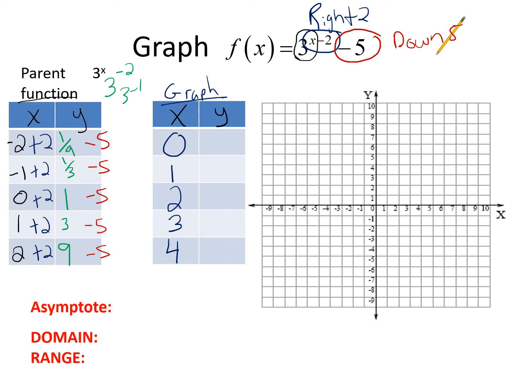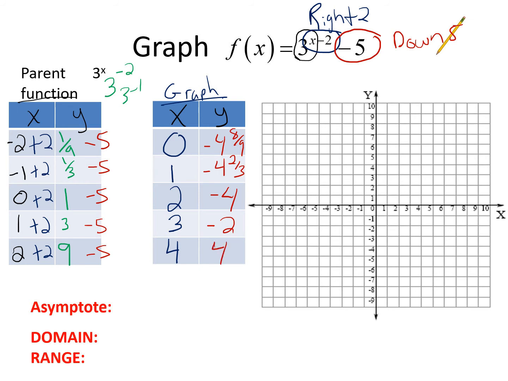So 1/9 minus 5 is negative 4 and 8/9. 1/3 minus 5 is negative 4 and 2/3. 1 minus 5 is negative 4. 3 minus 5 is negative 2. 9 minus 5 is 4. Now I can go ahead and graph this.